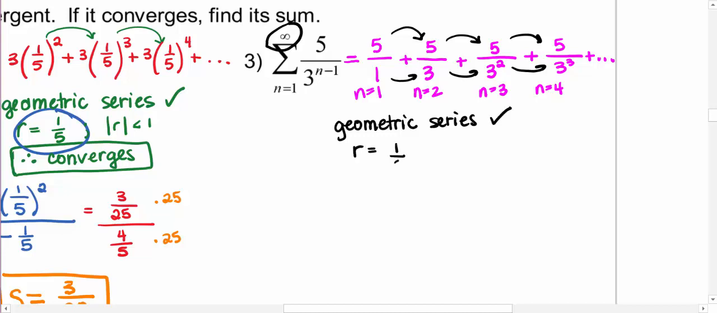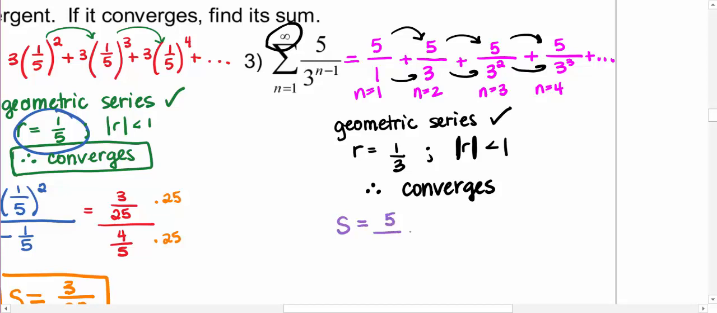My common ratio is 1/3. That ratio in absolute value form is less than 1. Therefore, this series will converge. And because this series converges, I can find its sum. And the sum will be first term over 1 minus the ratio.